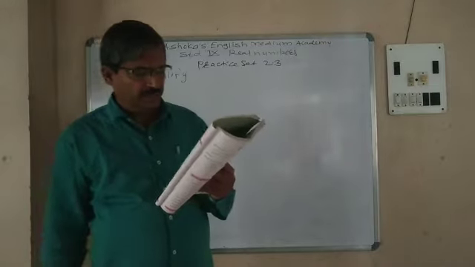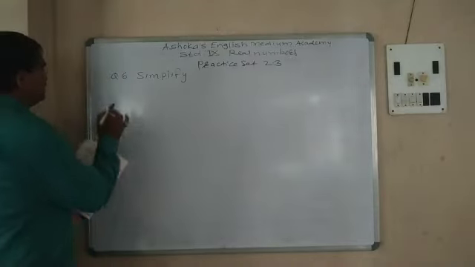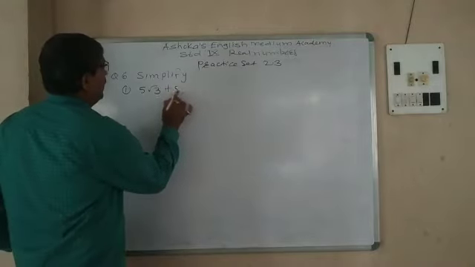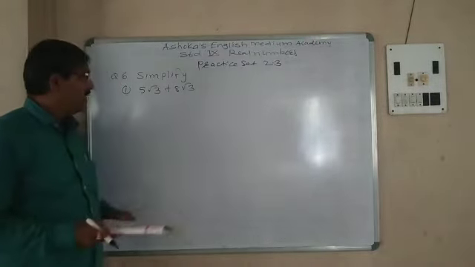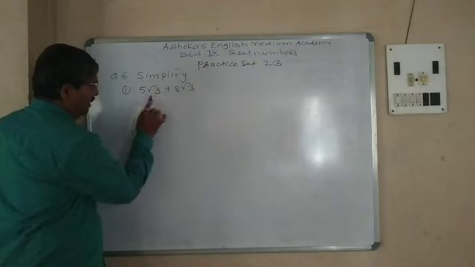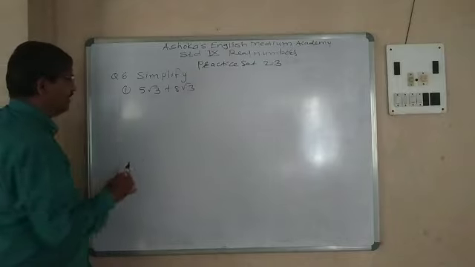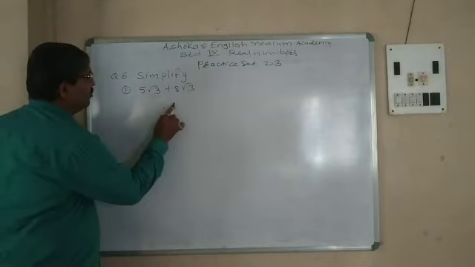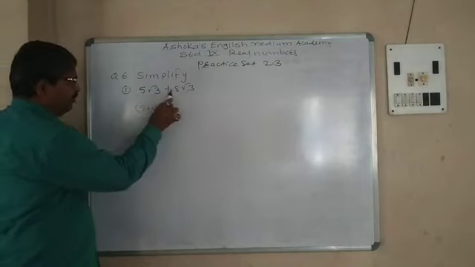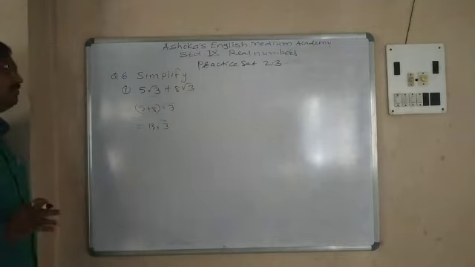We are going to take question number 6 from practice set 2.3. What is the first question? The first question is 5 under root 3 plus 8 under root 3, and we have to simplify it. Look here, the radical under root 3 is the same, which means these are like or similar terms. Therefore, take root 3 common, and in the bracket 5 plus 8 means 13. 13 under root 3 is the answer of simplification.